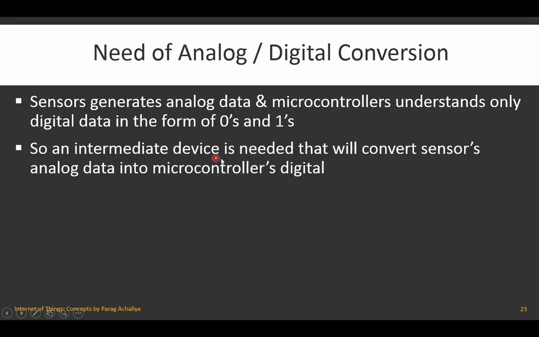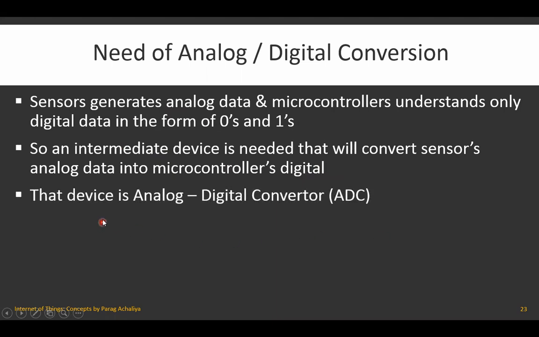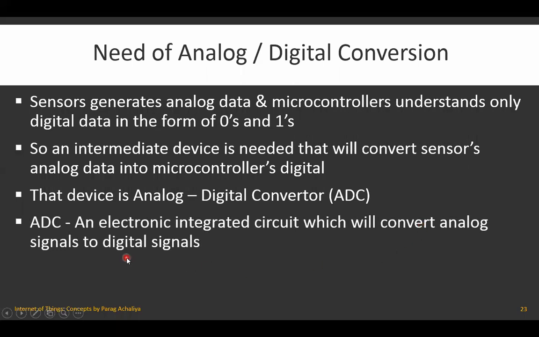So an intermediate device is needed that will convert the sensor's analog data into the microcontroller's digital data. That intermediate device is nothing but your analog to digital converter, or ADC. This converter converts the analog data of your sensor into the digital data of your microcontroller. It is an electronic integrated circuit which converts an analog signal into a digital signal.